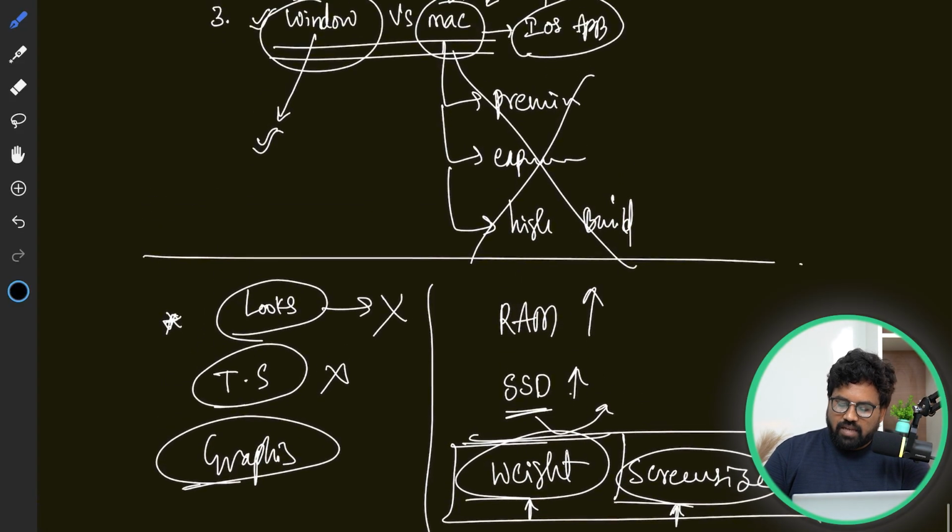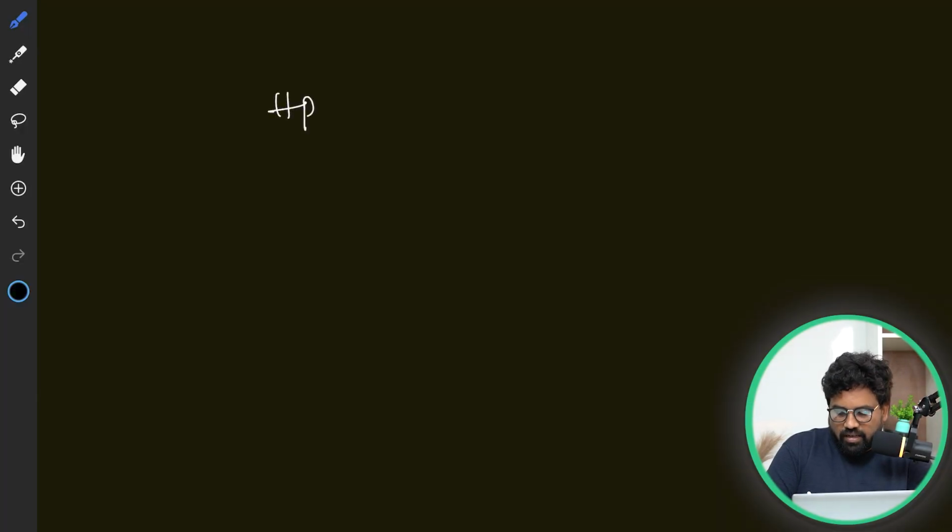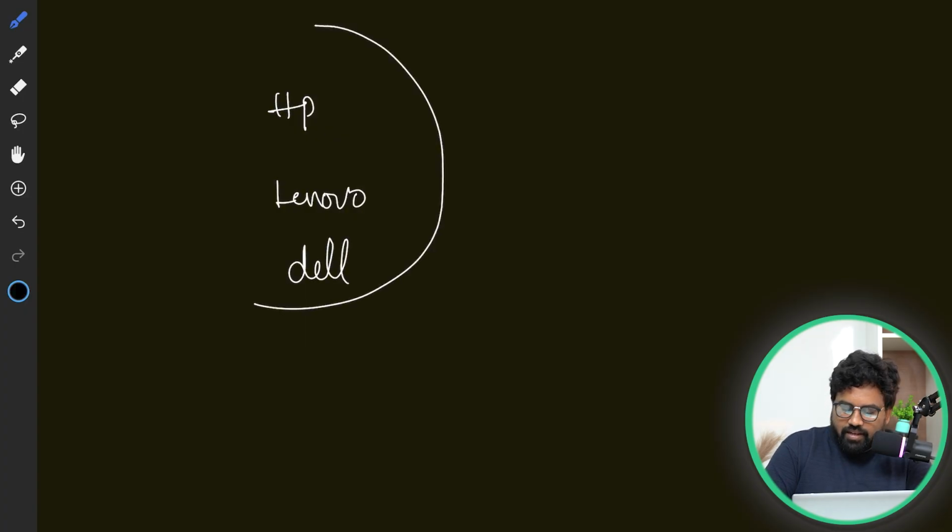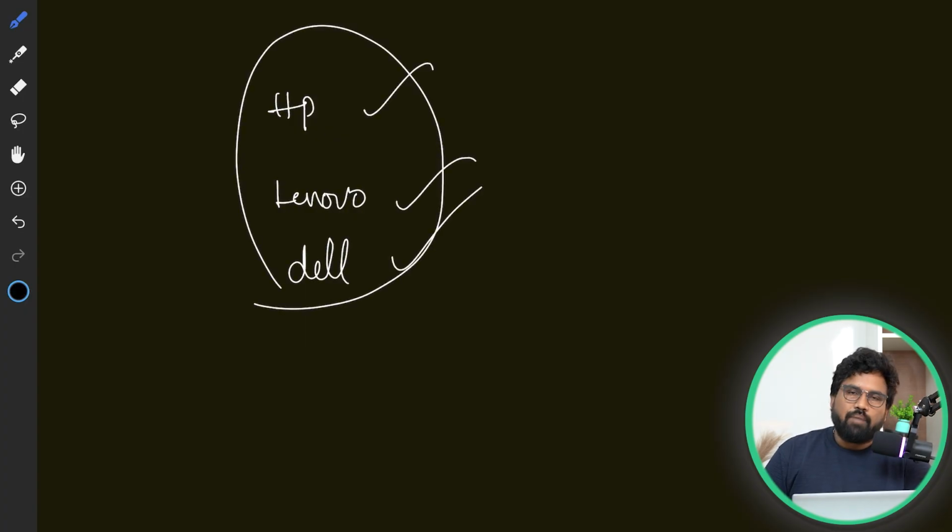The best brands I can suggest for students are HP, Lenovo, and Dell. I will suggest these three more. Don't go with so-called fancy laptops that are recently launching or new brands, because they don't have that many service centers. If you want to replace any part, you can't do it very easily. But with HP, Lenovo, and Dell, you will have a lot of service centers across India, and they are also very comfortable and compatible, right?